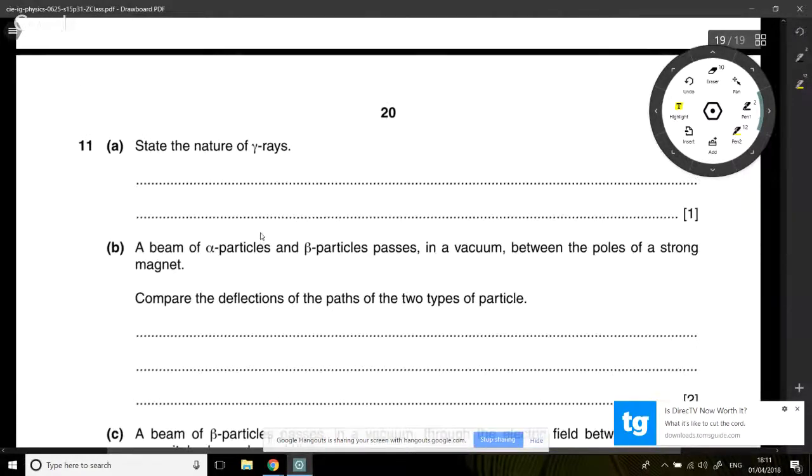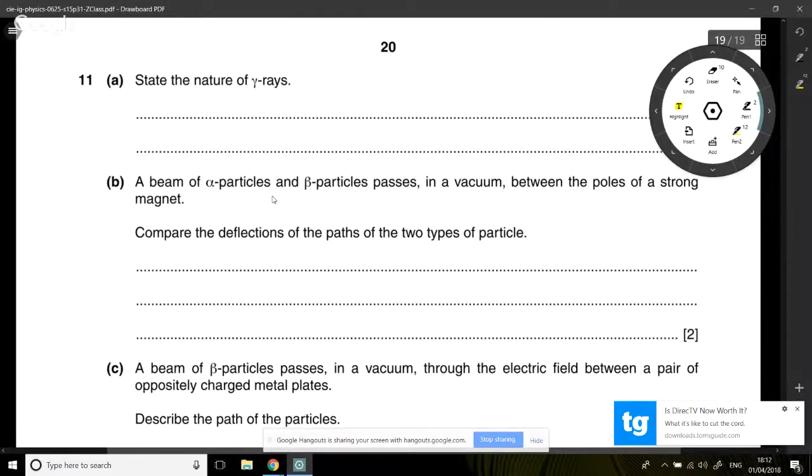All right, state the nature of X-rays. Just high energy electromagnetic radiation. And we have a beam of particles, alpha particles and beta particles, that passes in a vacuum between the poles of a strong magnet. Compare the deflections of the paths of the two types of particles. The first and most obvious thing is that since the alphas are positive and the betas are negative, they'll deflect in opposite directions.